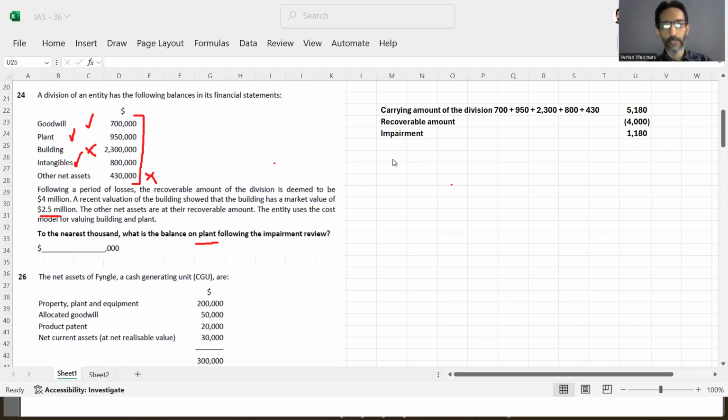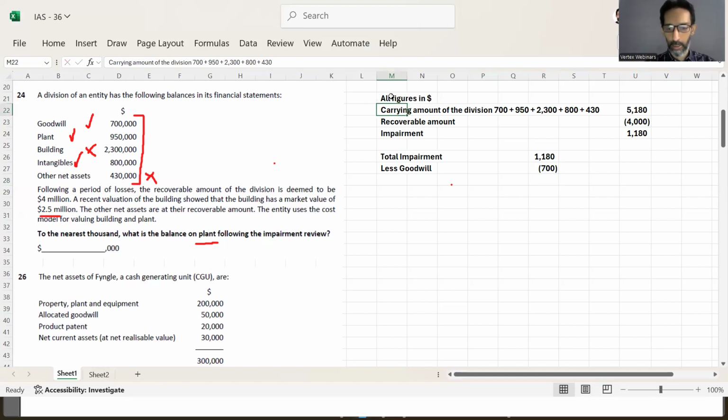I will now proceed with the workings. The total impairment we've already calculated, which is 1,180, and we're going to charge it to goodwill. All the goodwill will be consumed here, so we will say that 700 is gone. The value of the goodwill is 700,000. So we are using all figures in thousands so that there is no confusion.